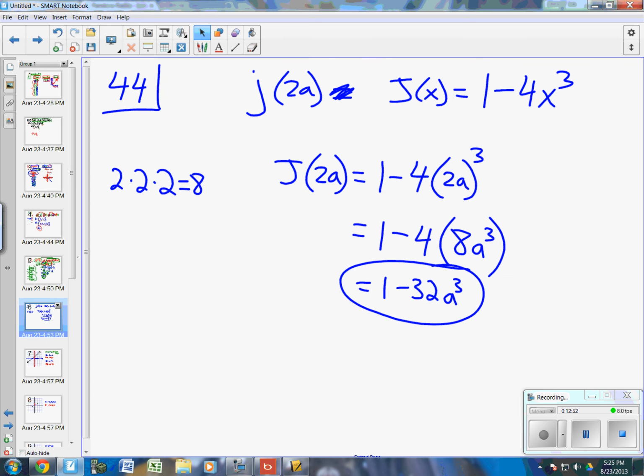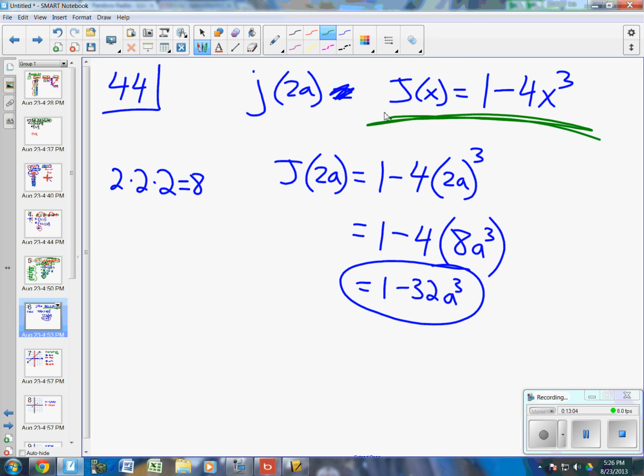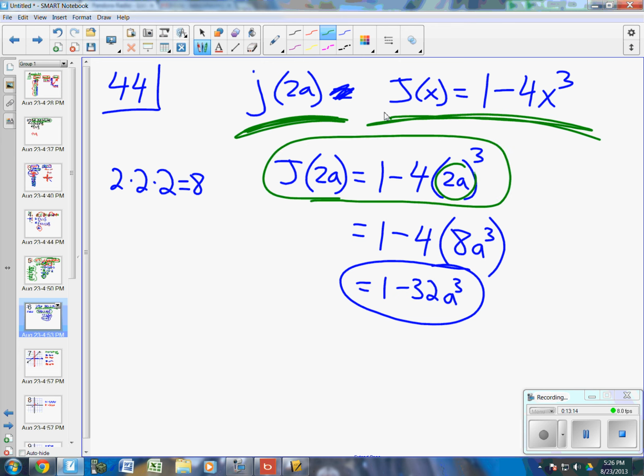Okay, number 44. Notice they give me j of x equals 1 minus 4x cubed as my function. That's right here. It wants me to find j of 2a, which is right here. So that means I'm going to plug 2a in where there's an x. So I did that right here. More specifically, there's my 2a that I plugged in for x.